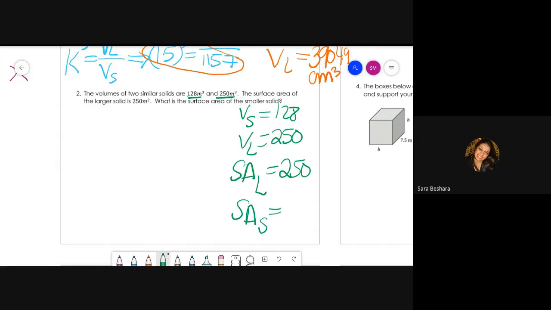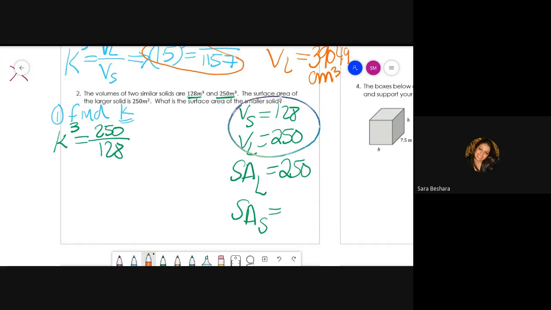Again, what's step 1? We need to find k. How do I find k? K is always found by either the two volumes given, or the two areas given, or the two dimensions given. In this case, we are given the two volumes, so I'm going to use the two volumes to find k. Again, when volumes are given, k must be cubed. Always do large over small unless otherwise specified. 250 over 128, large over small.